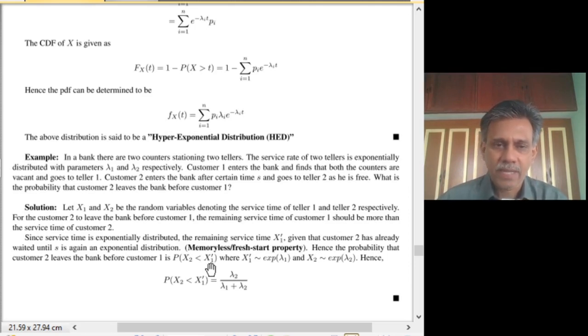So we are asking: what is the probability that x2 is less than x1 dash, where x2 is exponential with parameter lambda 2, and x1 dash, like x1, is exponential with parameter lambda 1? This we have already derived to have this formula. With this example, we will stop our discussion on the properties of the exponential random variable. We will take up the Poisson stochastic process in the next lecture. Thank you.